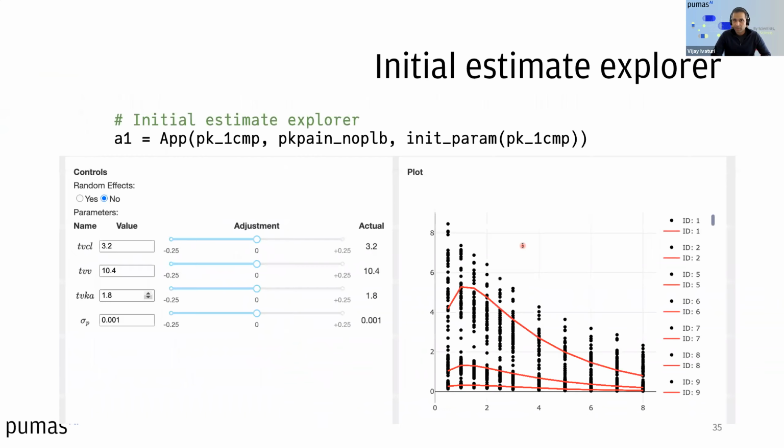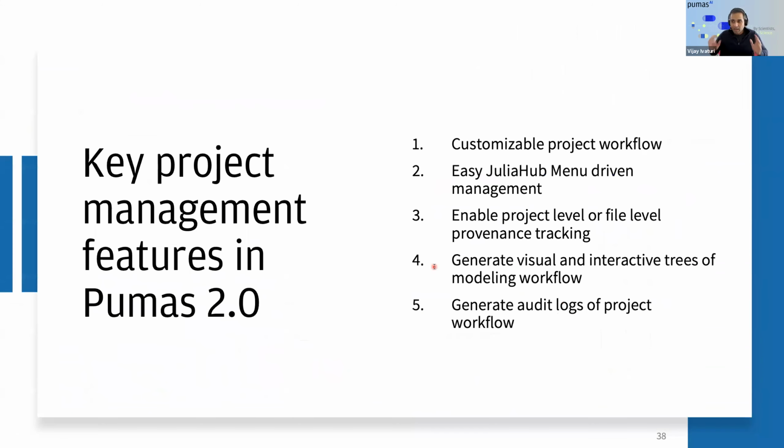We saw the initial estimate explorer. We saw the evaluation of the model, the app for that. Then model comparison, how easy it is to compare between models. And the last and the most important thing, which I didn't get to, I talked about it a little bit earlier, was the audit tracking.